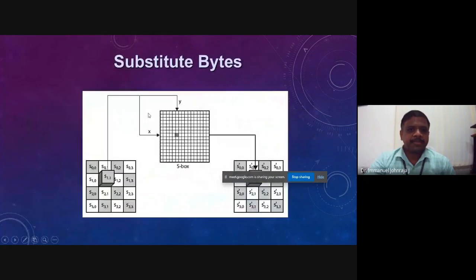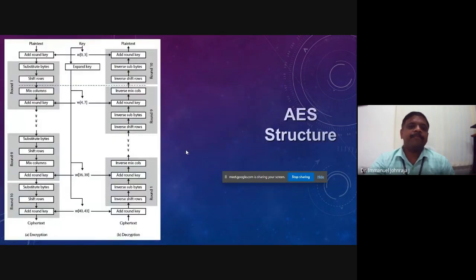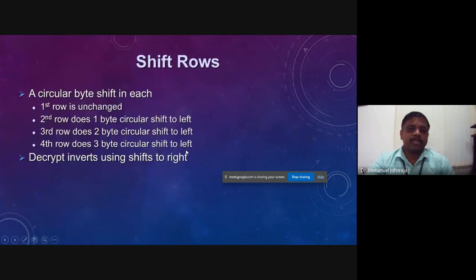So what happens in the case of substitute byte? The state is taken, and every byte in the state is replaced by another value: the left 4 bits identify the row, the right 4 bits identify the column. The corresponding value is taken to replace the specific place. That's what happens in substitute byte. An example is also given. Then you have shift rows. The first row is left intact, nothing is changed. The second row goes for a 1-byte circular left shift, then 2 bytes, 3 bytes for the third and fourth rows respectively, to get the shift rows.